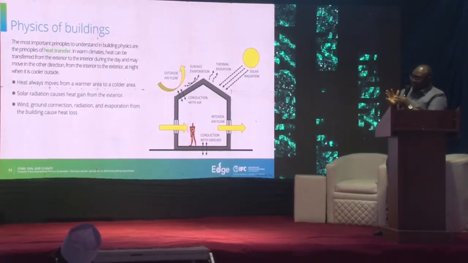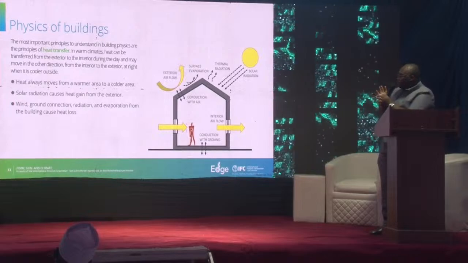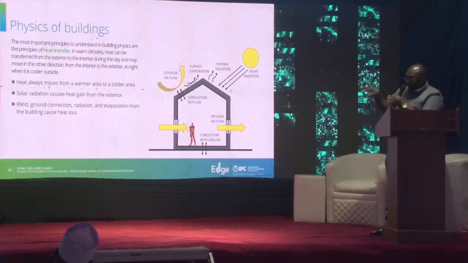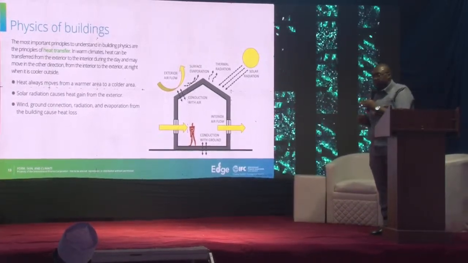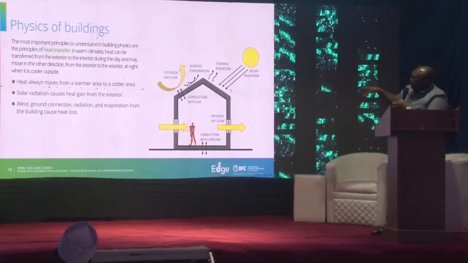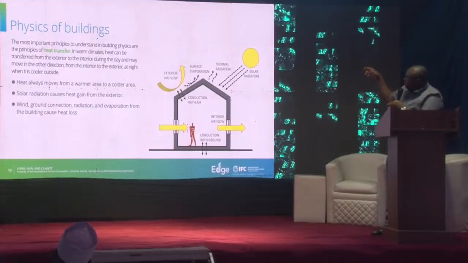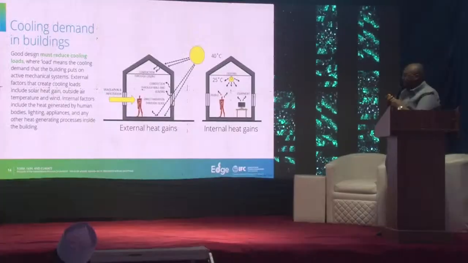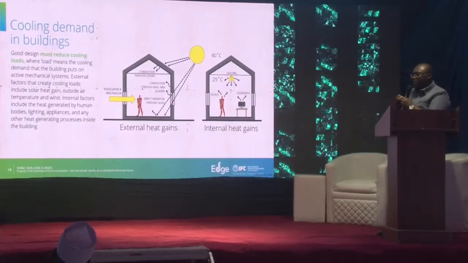And the basic principle is it will always move from a warmer area to a cooler area, right? And you've seen all the sources of heat that we've identified: solar irradiation, heat from our bodies, and as well the exchange between the ground heat source, right? So what do you really want to achieve? You want to achieve what you call a good design.